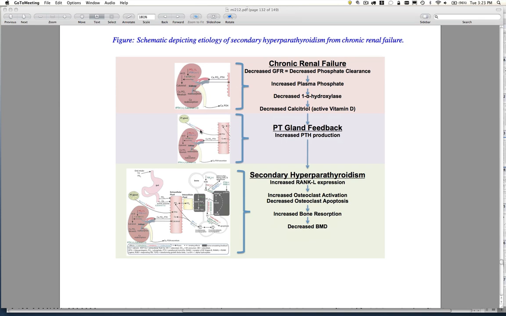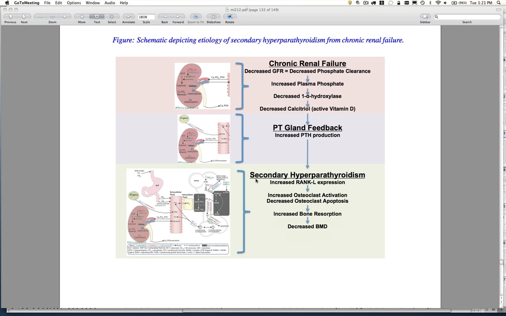So it makes sense why there's this component, but what happens in this particular disease state is you get a decrease in this calcitriol. That actually then feeds back and tells the parathyroid gland to increase the amount of PTH. And because of that, these patients then oftentimes go on to develop secondary hyperparathyroidism.